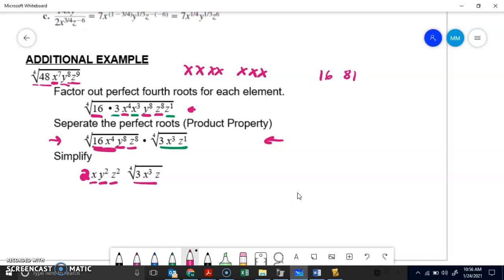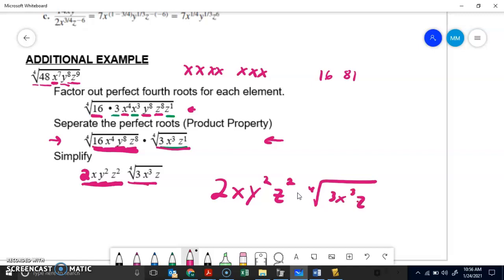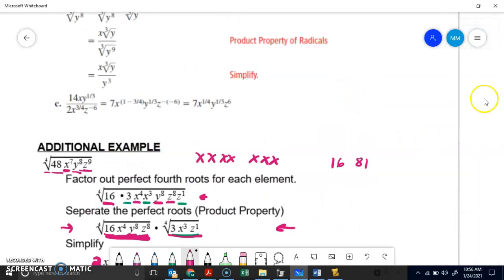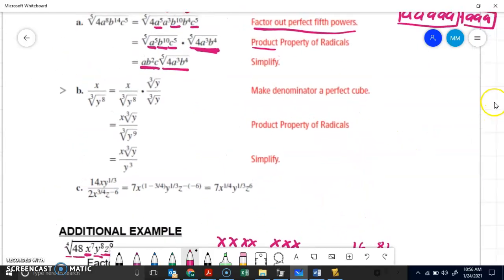So we've taken the 4th root of all these perfects, and then what's trapped inside stays inside. So I have 2xy squared, z squared, fourth root of 3x to the third z. I do, however, because it was an even root, need to put that x in absolute value. Final answer.